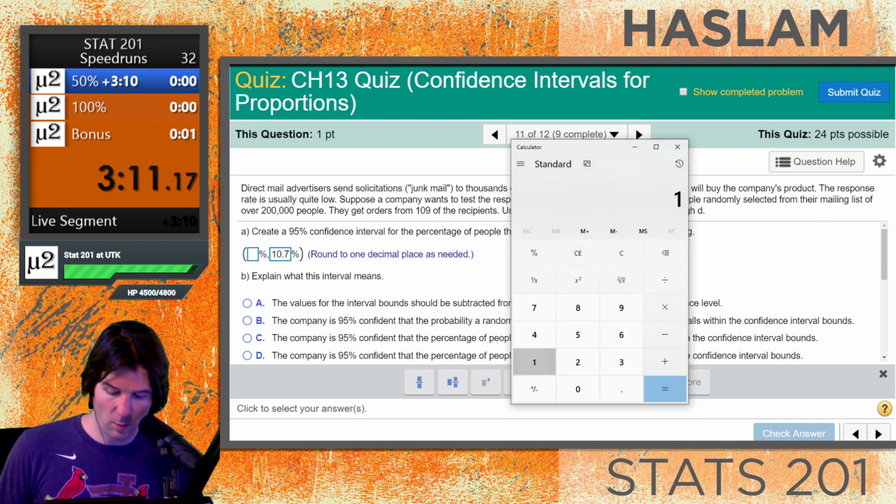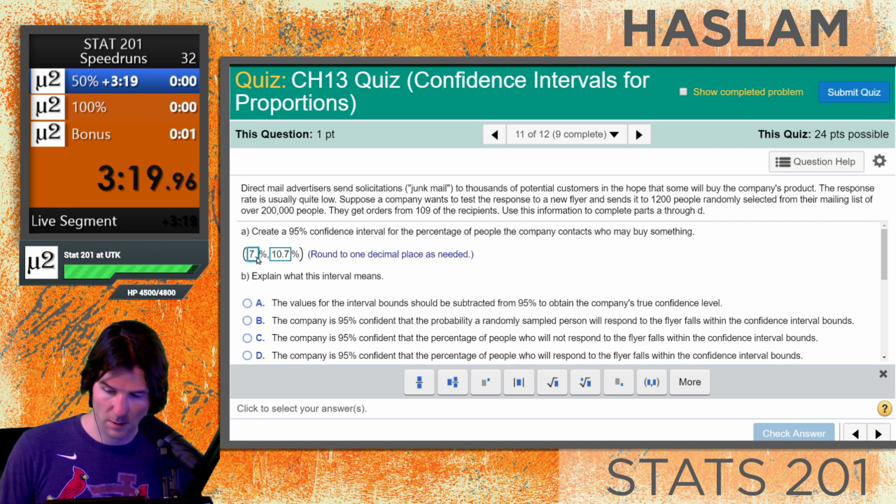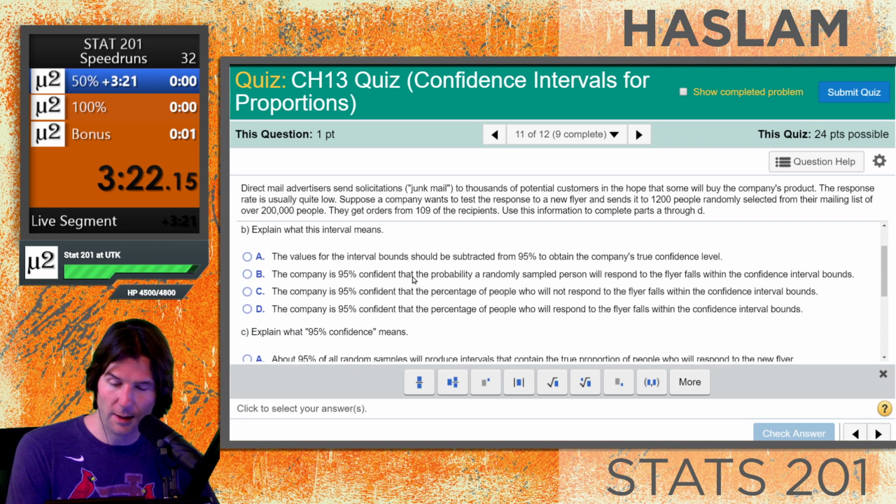And then we take 109 divided by 1200. And then we subtract, and we get 7.5. And let's see right here.